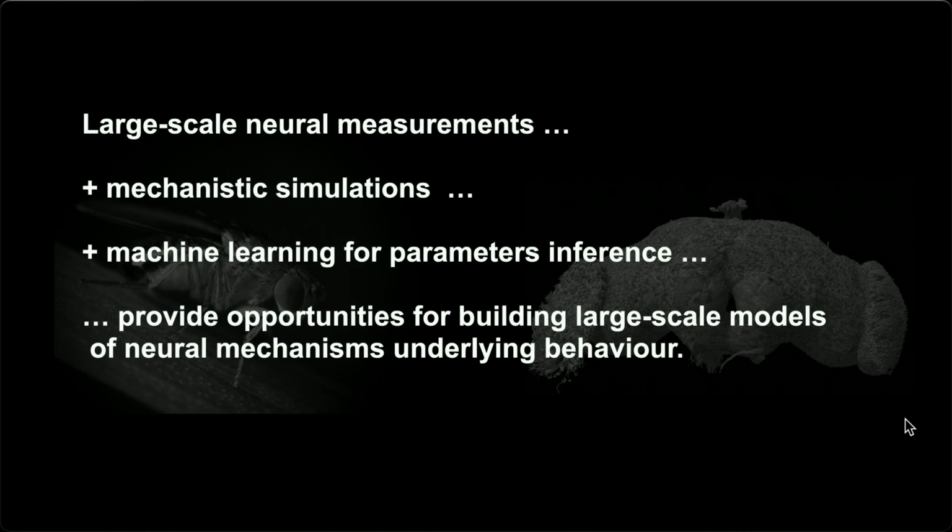This brings me to the end. I think overall, I'm excited that the combination of large-scale neural measurements, better tools for mechanistic simulations, and better tools from machine learning for parameter inference provide opportunities for building large-scale models of neural mechanisms underlying behavior. And a second part of that, in particular in the fly, I think is going to come from much better body models. Bing said she will at least partially talk about this in her talk. And I think this combination of better brain models and better body models will hopefully start a new generation of models that really allow us to do computational modeling of the circuits or the neural mechanisms underlying behavior.